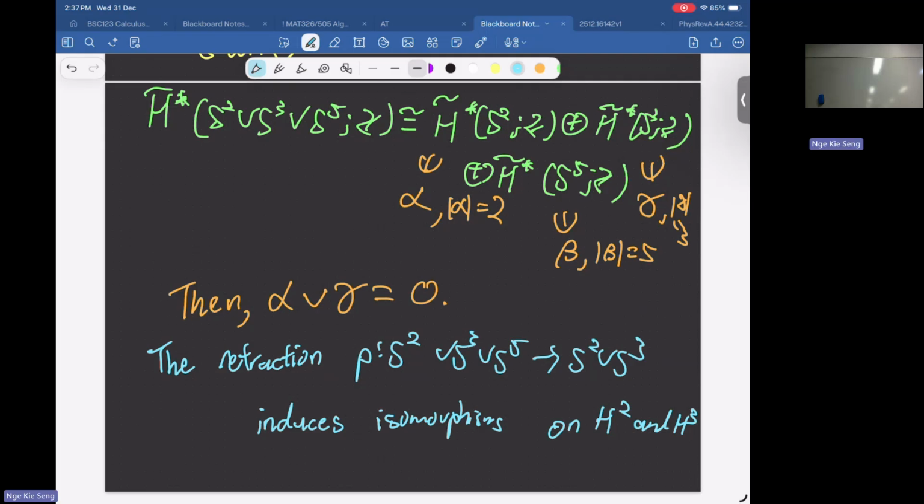Question? S5. Yeah. Alpha is in S2, gamma is in S3, beta is in S5, because we are not building this S5 using S4 and S3. S5 is an individual sphere.